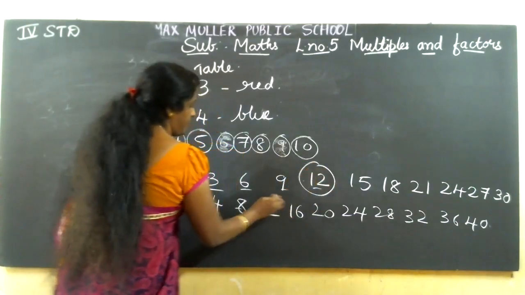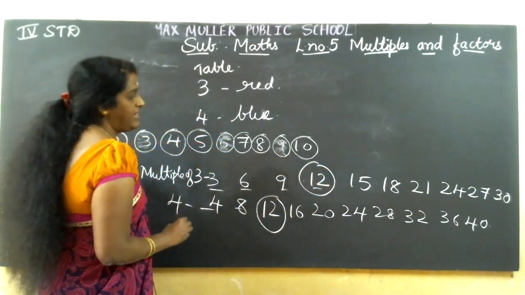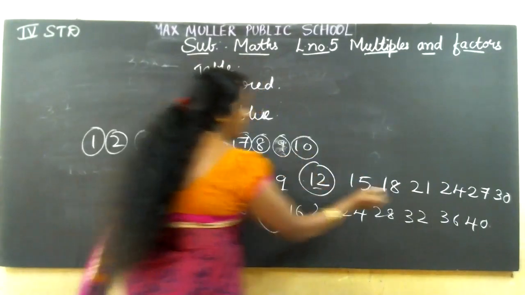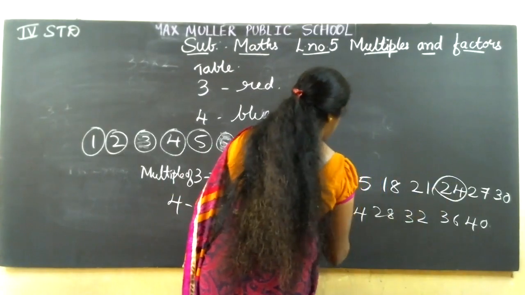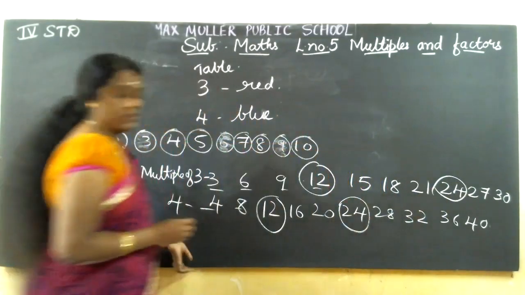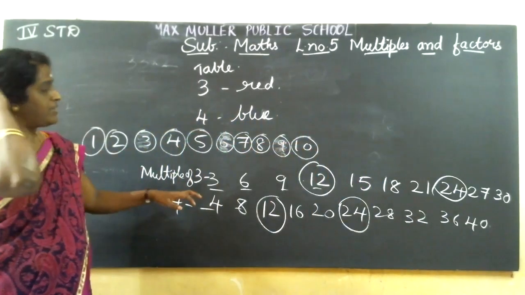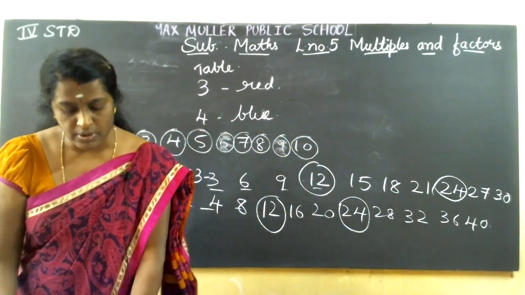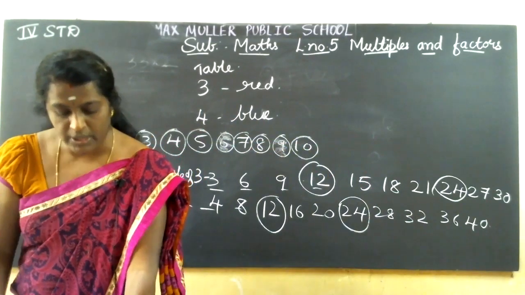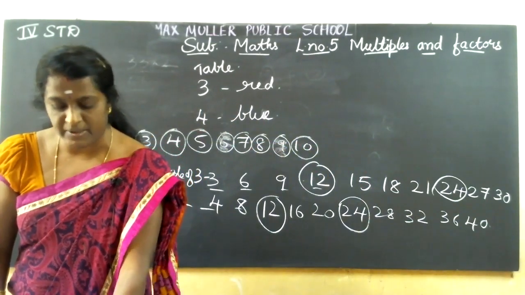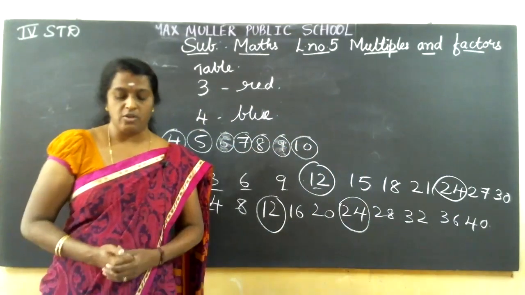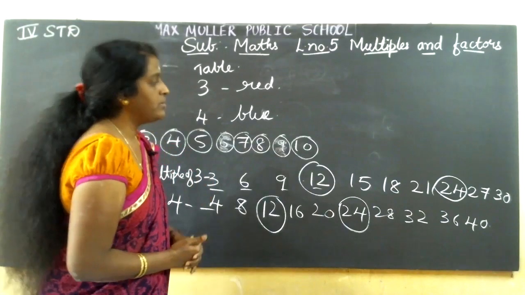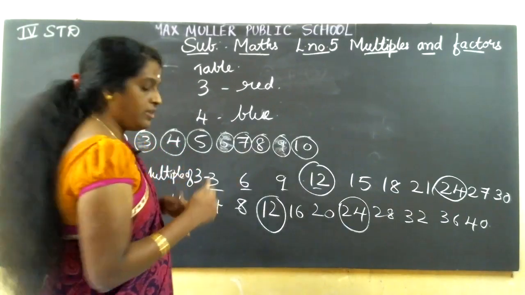12. Next, 24. So 12 and 24 are the common multiples. Okay, children, the circle with both the colors, that is red and blue, are the common multiples of 3 and 4. So what are the common multiples of 3 and 4? 12, 24.